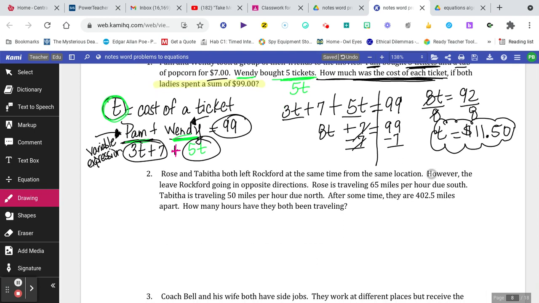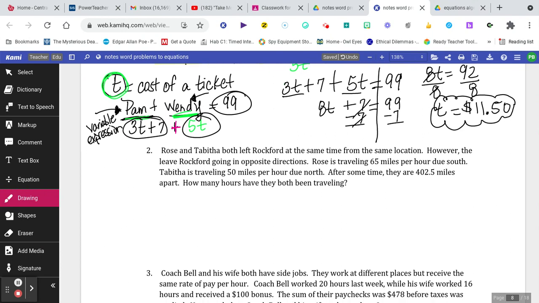Okay, let's take a look at number 2. Rose and Tabitha both left Rockford at the same time from the same location. All right, however, it should say they. They leave Rockford going in opposite directions.